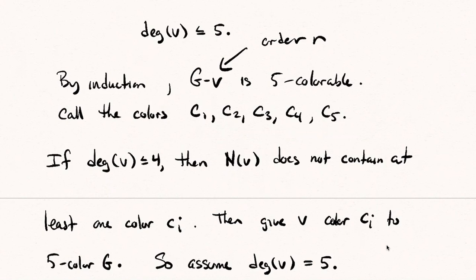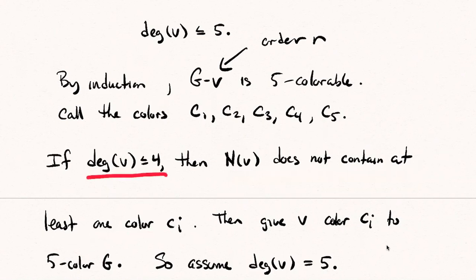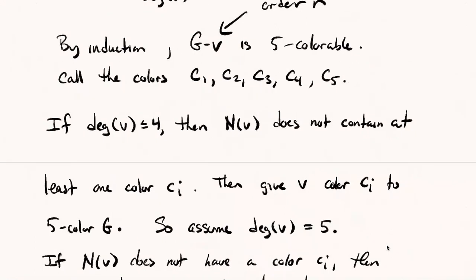Now I'm just going to walk through a bunch of cases. It seems that the proofs in graph theory are always weighed down in lots of cases. So maybe I luck out and the degree of this vertex V is actually no more than 4. I don't know what the degree is. I know it's no more than 5. Maybe it's actually no more than 4. Well, then the neighborhood of V can't contain all 5 colors. There has to be some color Ci that's not present in the neighborhood of V if V has at most 4 neighbors. So then just give V the missing color and you 5-colored your graph G. Right? There's a color available for V in this case.